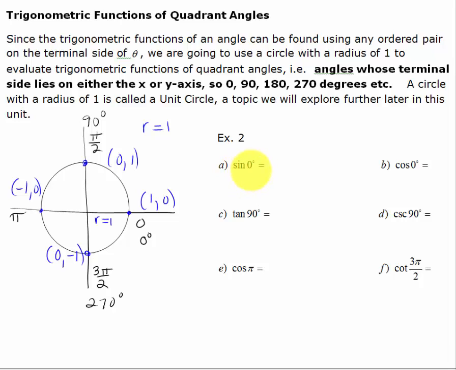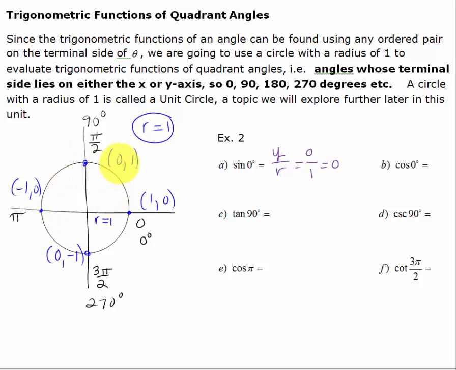All right, so let's look at the sine of 0 degrees using the x and the y coordinates. And again, we know r is equal to 1. So the sine of 0 degrees, well, it's going to be y over r. And the y coordinate at 0 degrees is 0. r is equal to 1. So that's equal to 0. The sine of 0 is 0.